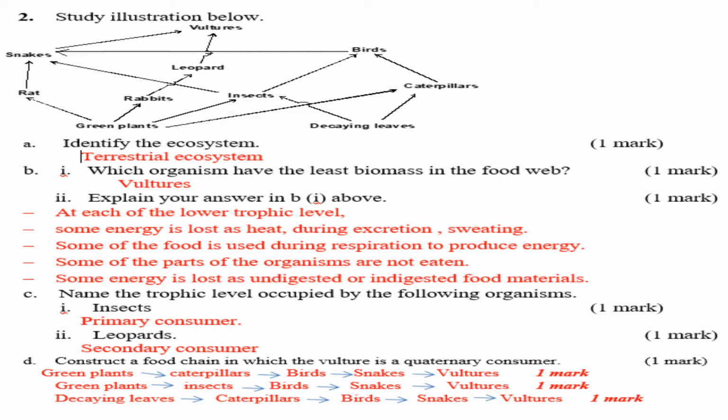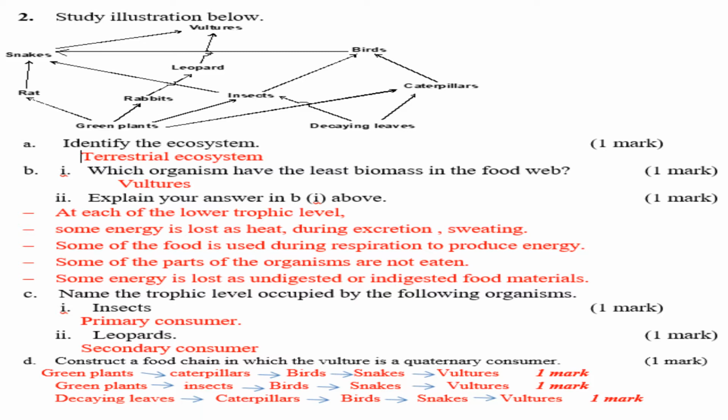What kind of ecosystem is this one? This ecosystem is a terrestrial ecosystem because of the animals that you can see. Terrestrial ecosystem. Question 2b: which organism has the least biomass in the food web? That one is vultures.